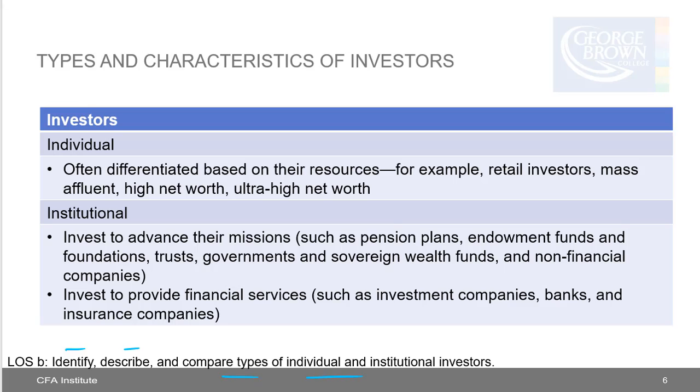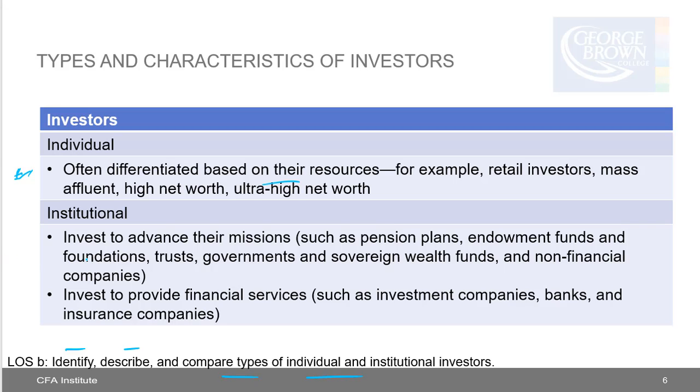Indeed, as I've shown before in a previous video, the Capgemini World Wealth Report defines a high net worth individual as having $1 million of investable assets, not including their personal residence. Okay, so there are categorizations for high net worth, ultra high net worth, et cetera, and we're going to get into that in more detail later. But just understand that individuals are differentiated based on their resources.